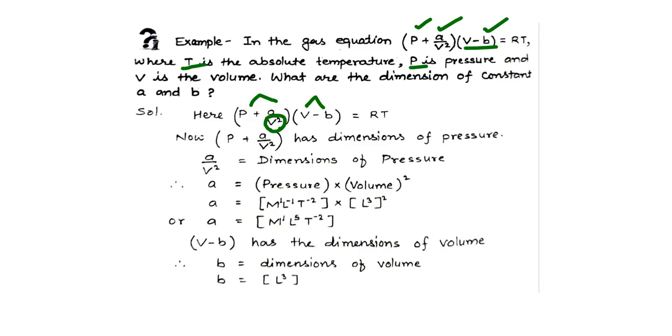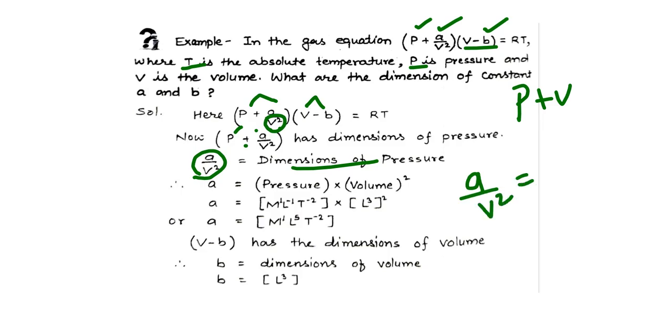As you know, we cannot add quantities that don't have the same dimension. That means when you add quantities together like P plus A by V square, this whole quantity has the dimension of pressure. That's why we are adding them together. We cannot add pressure and volume together. Can we? No. So the whole quantity has the dimension of pressure, so we can take A by V square as having the dimension of pressure.